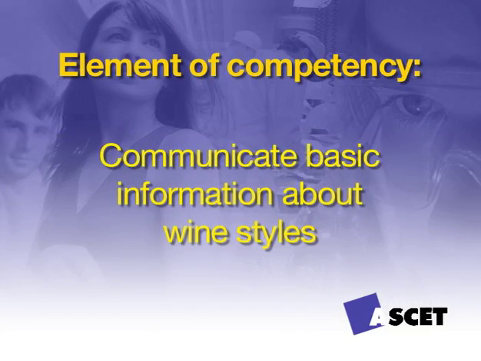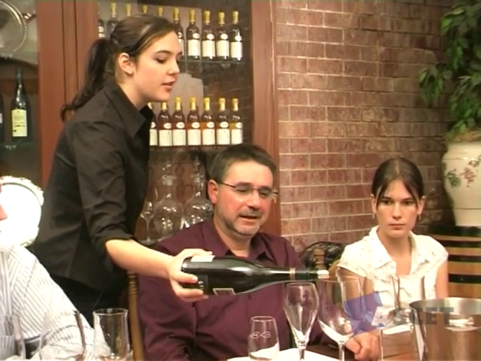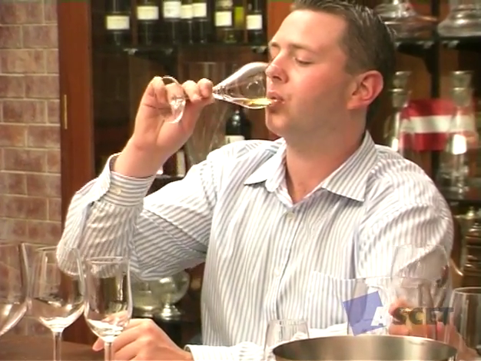Communicate basic information about wine styles. You must be able to verbally outline a range of basic wine styles. If there are any distinctions between wines, these should be outlined to the customer. Any questions need to be answered or referred to the appropriate person in accordance with your venue's policies and supervisor instructions. Key factors that contribute to the style and flavour of a wine need to be stated and explained.